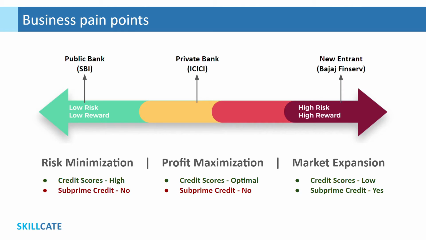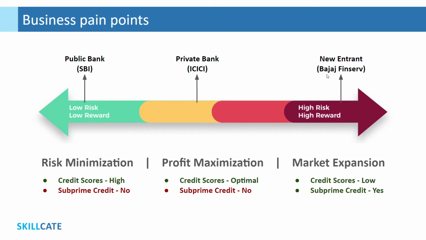Based on the scale of operation, banks and financial institutions are placed differently on the risk spectrum and have different business strategies, as we can see here. A public bank that comes to the left of this spectrum would always want to minimize their business risk by considering only high credit score loan applicants for lending. A private bank would want to maximize their profit, which requires them to identify their optimal credit score tolerances. We will discuss this optimization part further while solving our business case.